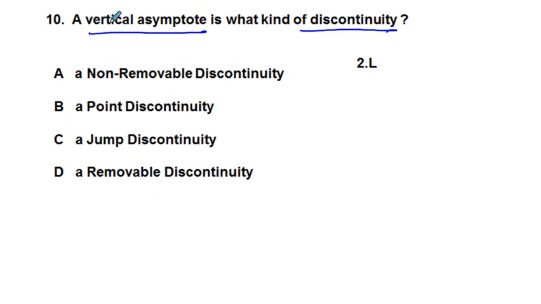Actually, the wording is not 100% right. It should be: the vertical asymptote is a result of what kind of discontinuity. That would be a better way of saying it. But that's going to be a type of non-removable discontinuity. Cannot be removed by algebra. Because you remember that last one we had, when I mentioned this f of x.